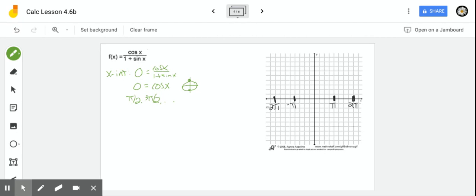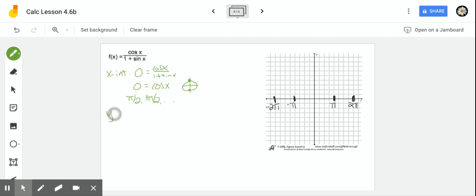Okay, so this is going to be periodic. So at pi over 2, we seem to have an intercept, and then 3 pi over 2, and so on and so forth. Now, I'm not going to put those in yet, and I'll show you why in just a minute.